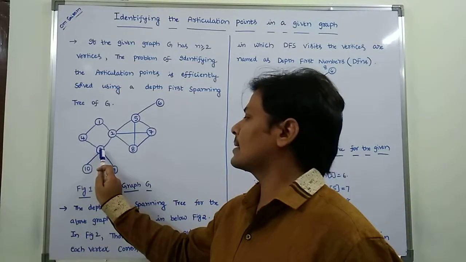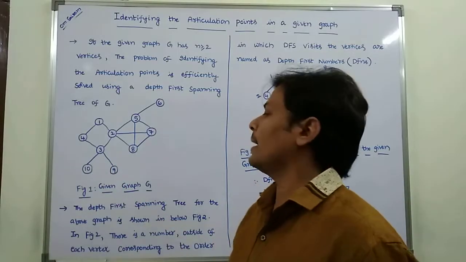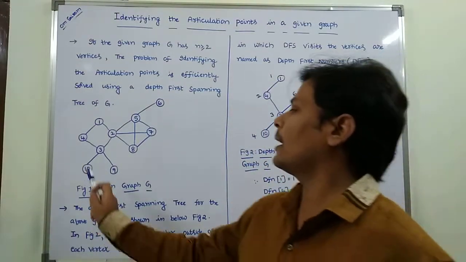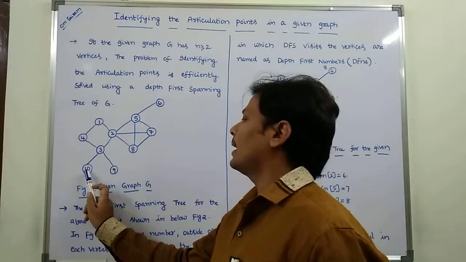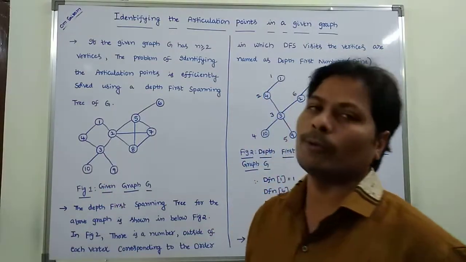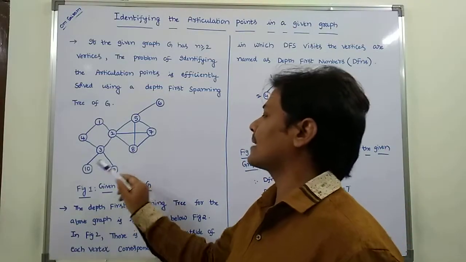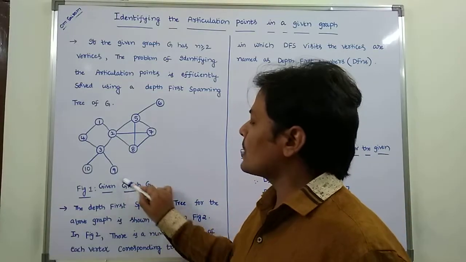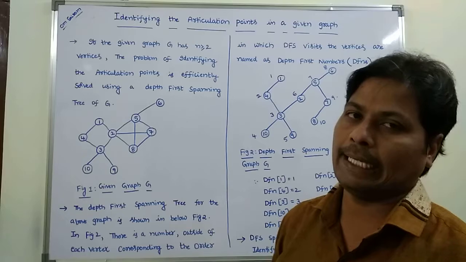Next, visit vertex 3. The DFN of vertex 3 is 3. Next, visit vertex 10. The DFN of 10 is 4. Here there are no children for vertex 10, so we backtrack to vertex 3. Next, go to this side and visit vertex 9. There are no children for vertex 9, so again we backtrack to vertex 3.